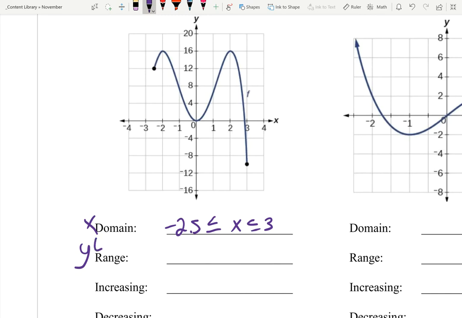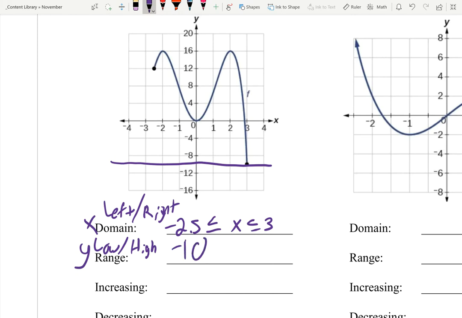So we're going to remember lowest and highest, low, high here. Remember domain was left to right. Range is going to be low, high. So the lowest point is here. Now, you don't really care that it's all the way over at 3. What we care about now is the y values, right? We care about this point is down here at this level. So if we trace it out, it's halfway between negative 8 and negative 12. So we can confidently say that this is about negative 10 is its lowest.